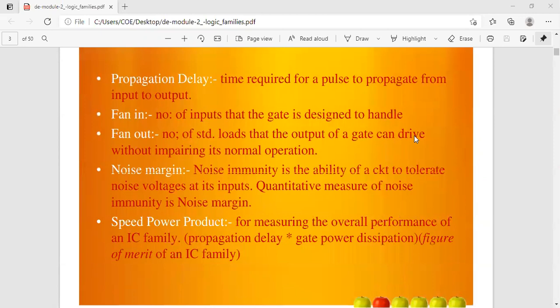Then what is propagation delay? No need of explanation. There is a small time needed for transition from one state to another state. That is, the time required for a pulse to propagate from input to output, or from logic level 0 to logic level 1. Then what is fan in? Fan in means the number of inputs, I already told. Fan out means the number of outputs, or how many load terminals are there. From the output terminal we can connect the loads, so we call that the load factor.